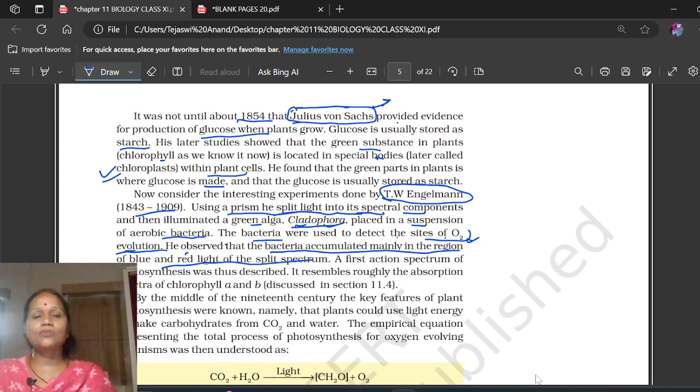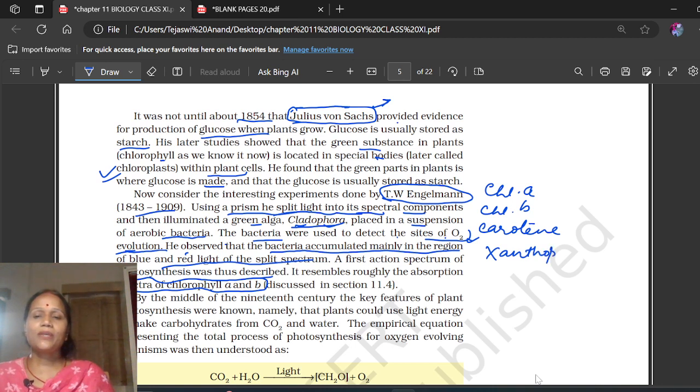A first action spectrum of photosynthesis was thus described, in which it was found that chlorophyll has two types, A and B. Chlorophyll A and B. In the first chapter you studied the classification of the plant kingdom, the classification of algae. Then you studied that algae have been divided into three classes: Chlorophyceae, Phaeophyceae, Rhodophyceae. You must have read there which chlorophylls are present in Chlorophyceae, Phaeophyceae and Rhodophyceae. Besides chlorophyll, there are 3-4 pigments: chlorophyll A, chlorophyll B, carotene, xanthophyll. These are the different pigments which are present.